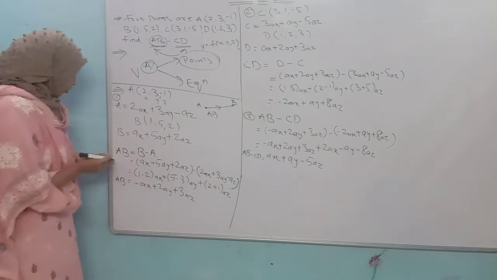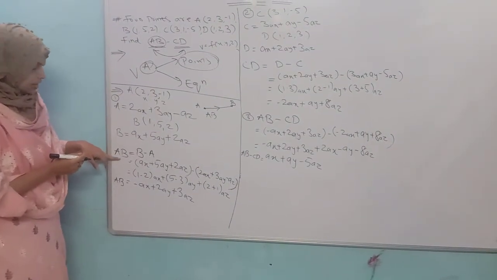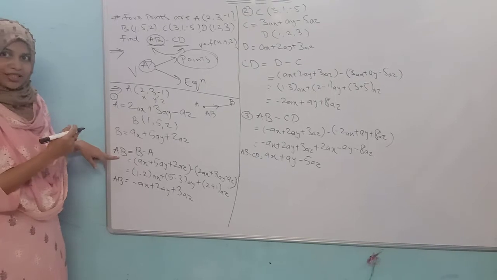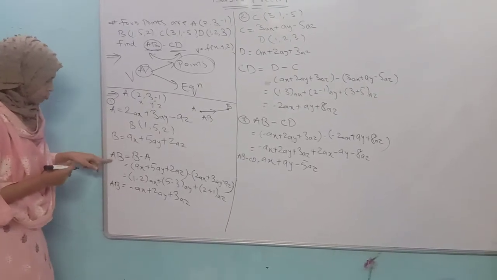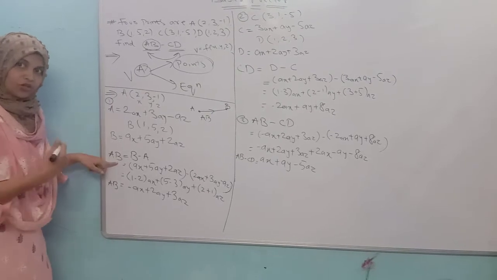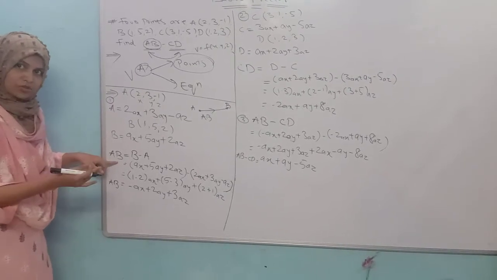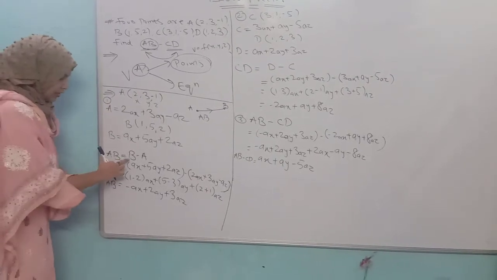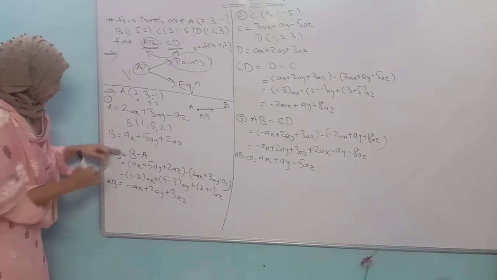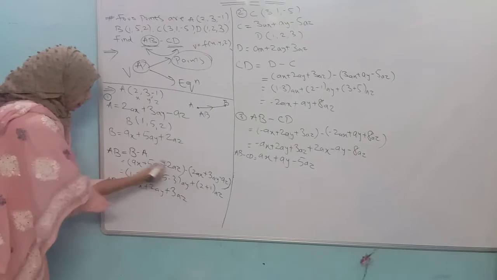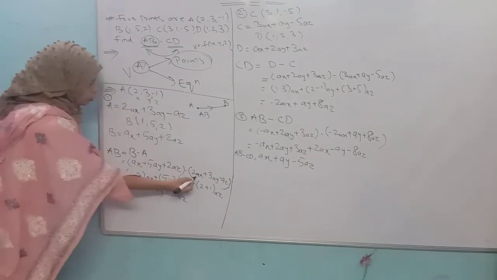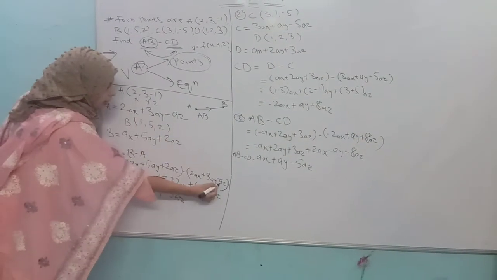So why are you going to calculate the distance between AB? Already we have done it in the last lecture. AB is nothing but B minus A. A is the source, B is the destination. When you calculate the length or the distance between them, it should be destination minus source. So B is AX 5AY 2AZ, minus of, what is my A? A is 2AX 3AY minus AZ.